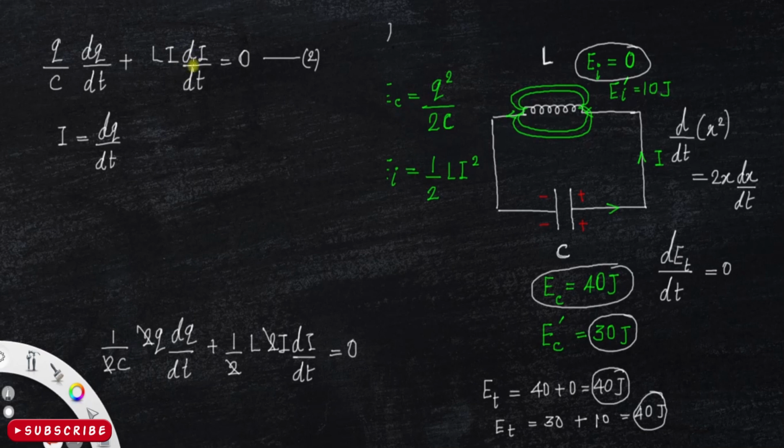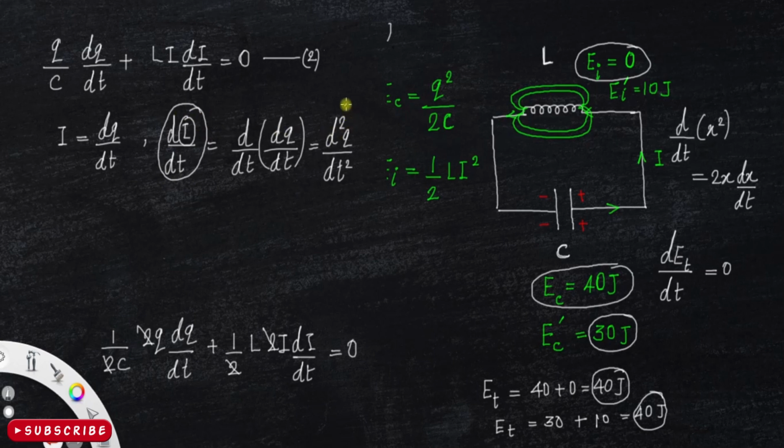Now, what actually is di by dt? That is d by dt of this i, which is actually dq by dt. So d by dt of dq by dt is equal to d square q by dt square. So I can replace this di by dt with d square q by dt square. So equation 2 becomes q by c dq by dt plus L i into d square q by dt square equal to 0.